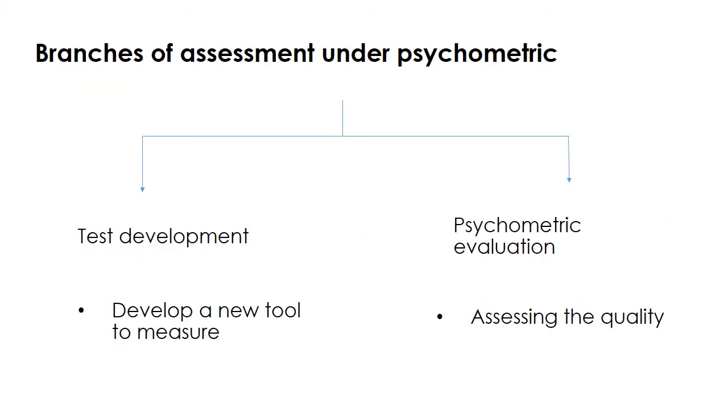Okay, so under psychometrics, there are two main branches that people explore. One is test development, another one is psychometric evaluation. Under psychometric studies, people generally develop test instruments. They develop a totally new measure. We have talked about how to develop an instrument or questionnaire during the survey topic.